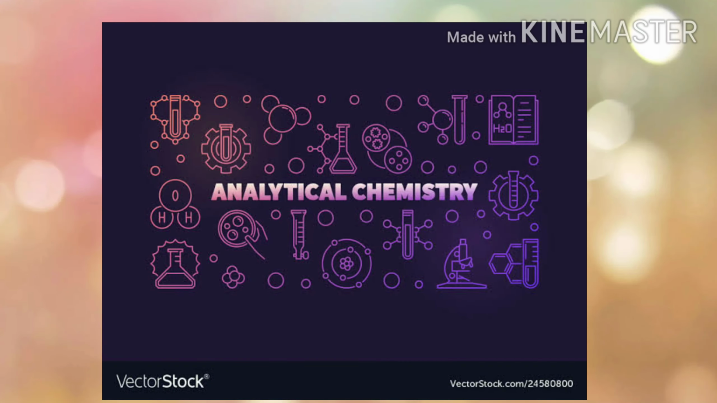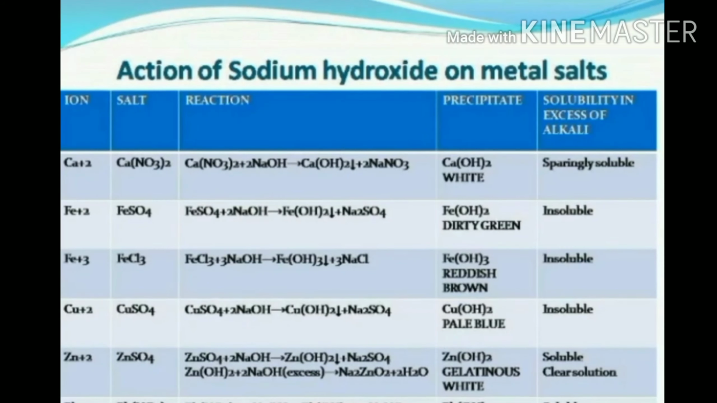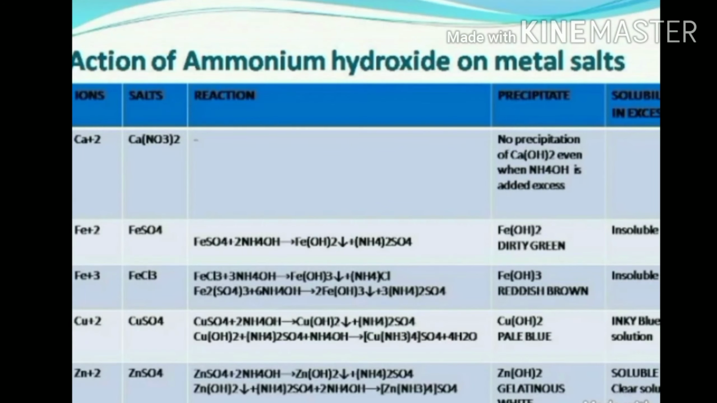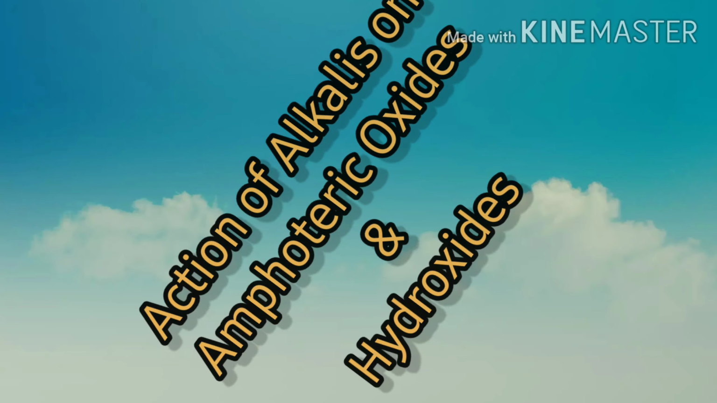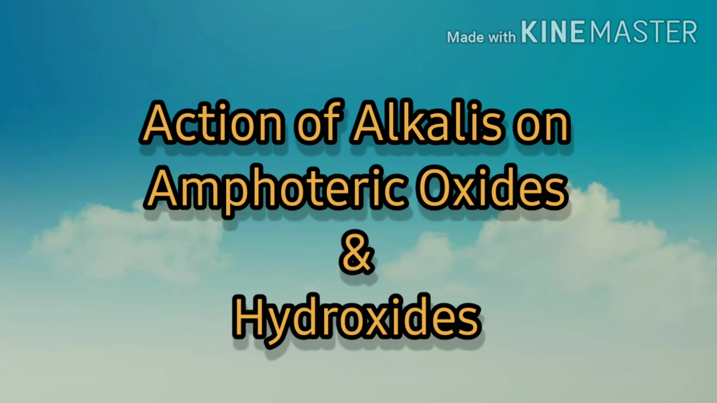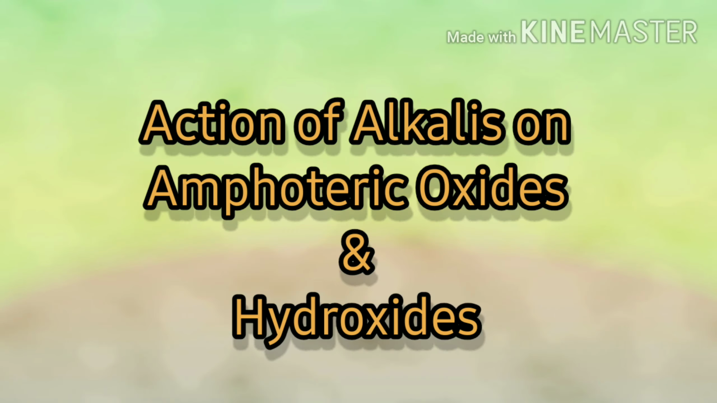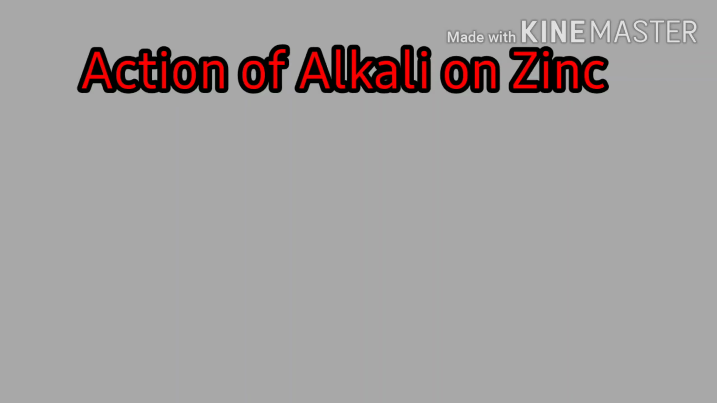In the last video, we discussed the action of alkali, that is sodium hydroxide and ammonium hydroxide, with salt solution. Today, we discuss the action of alkali with amphoteric oxides and hydroxides. So let's start our topic, that is action of alkali with certain metals. First, we discuss the action of alkali with zinc.